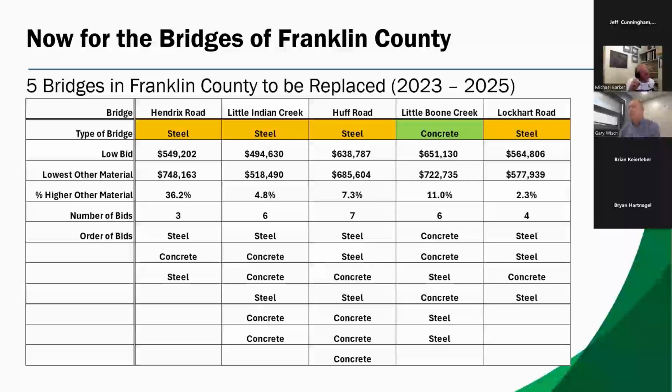And then the next line is the lowest other material. So for instance, for that very first one, Hendricks Road, the steel bridge was $549,202, and the lowest concrete was $748,163, and then just a percentage beyond that. And then below that, for the rest of that table, is how many bids there were and in what order did they come in. Okay, so we see that table and we see steel did well when it can compete.